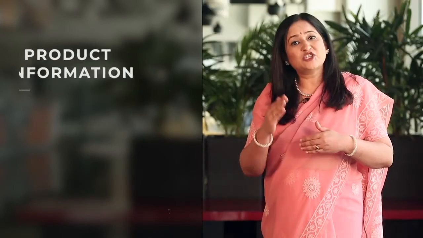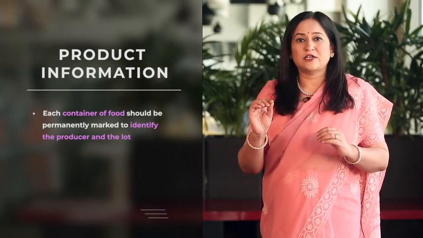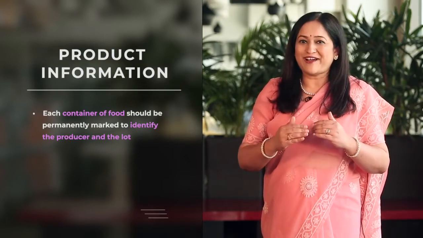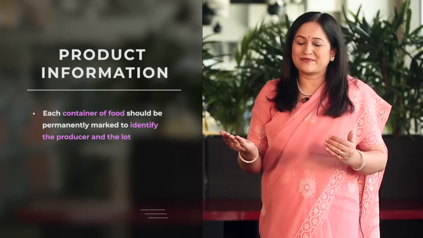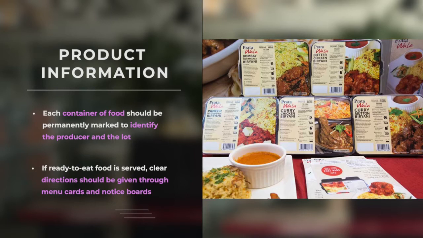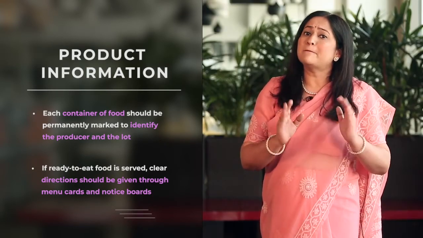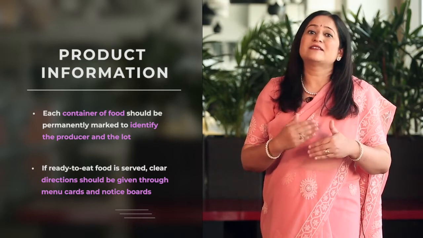The lot identification is essential in product recall and it also helps in effective stock rotation. As such, each container of food should be permanently marked to identify the product and the lot. In case of ready-to-eat food that is served, appropriate directions should be given through the menu cards and notice boards.